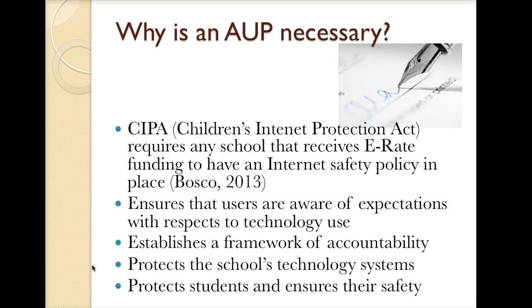Any school that receives federal funding must have an internet safety policy in place. This AUP will ensure that its users are aware of expectations with respect to technology use, establishes a framework of accountability, as well as protects the school's technology systems. But most importantly, it protects students and ensures their safety.